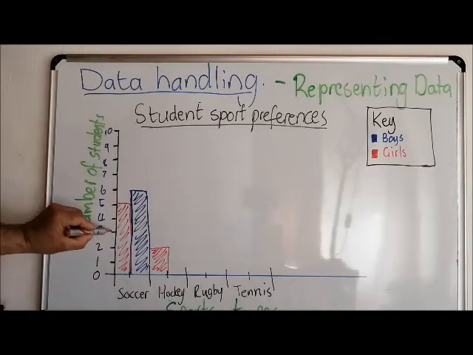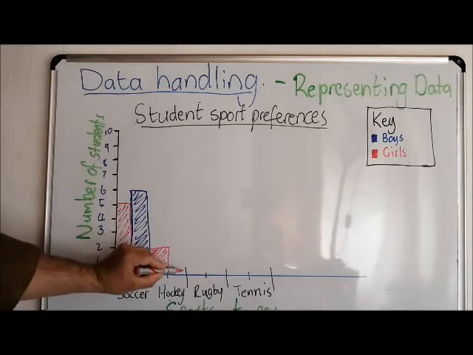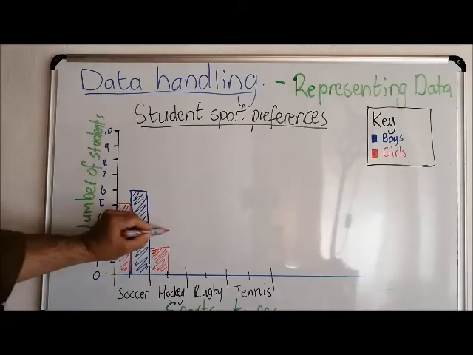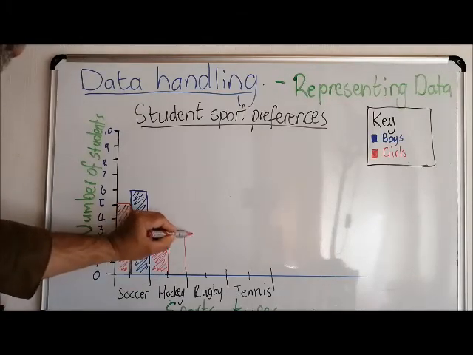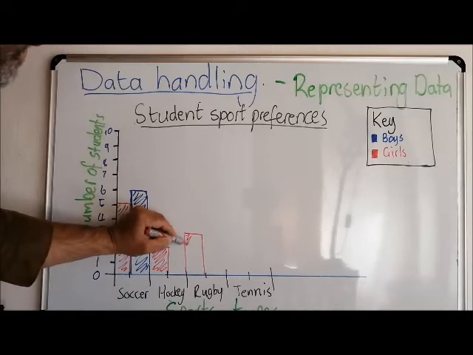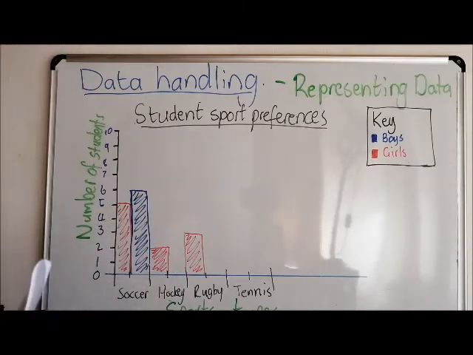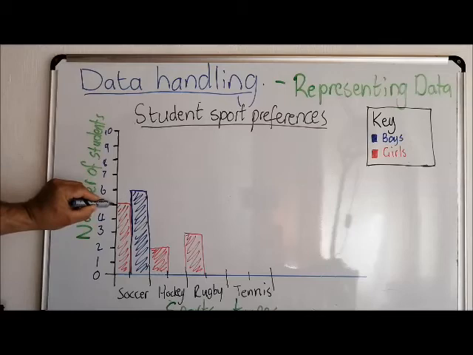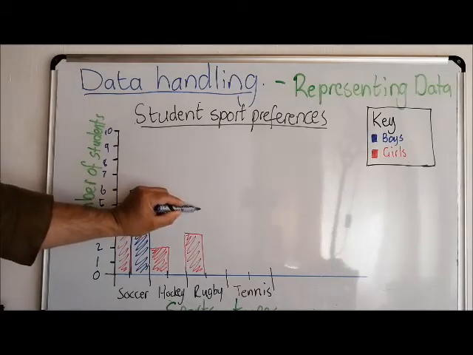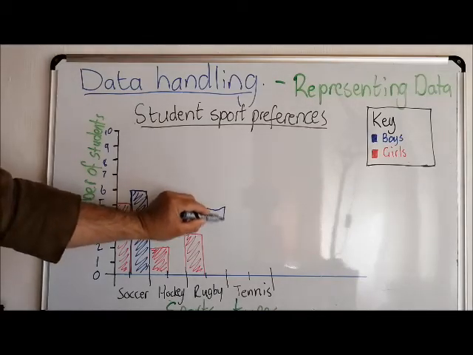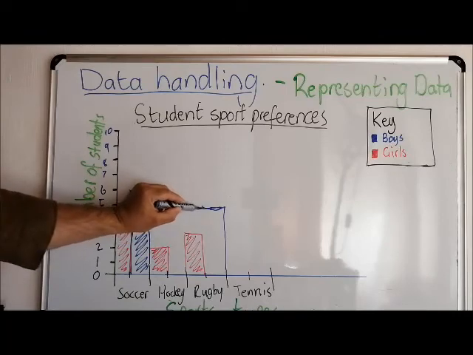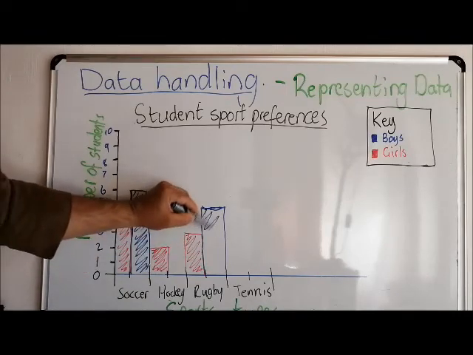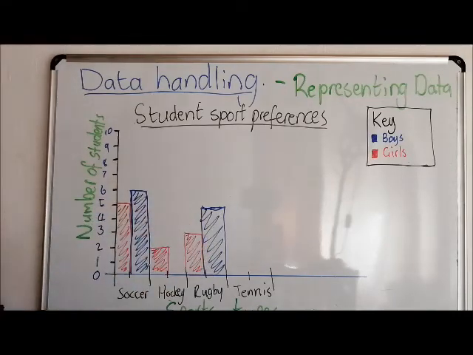Okay, so I'll go 1, 2, 3, and I make a line across with my ruler, and I go 1, 2, 3. Please remember again, I am going freehand. You need to use a ruler. Of the boys, there were 5 who wanted to play rugby. So 1, 2, 3, 4, 5, go across. Okay, and 5 boys wanted to play rugby.